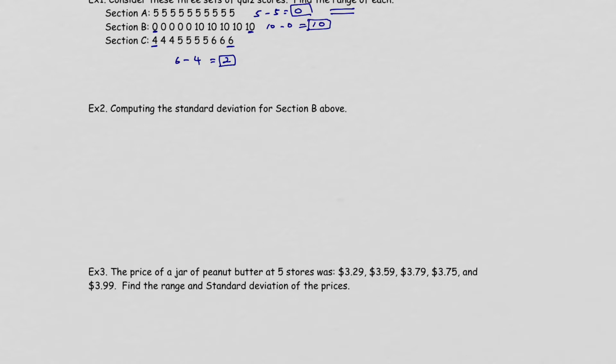The second one is asking you to find the standard deviation using section B. So this is section B. The first thing I'm going to do is write all the data vertically. That's going to be 0, 5, 0, 5, 10.